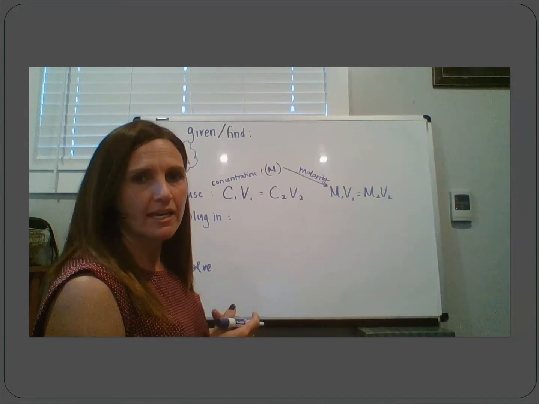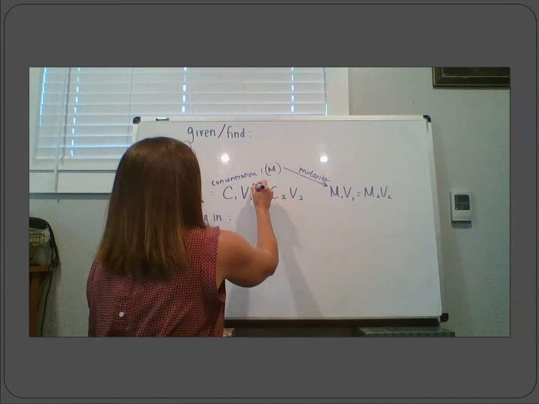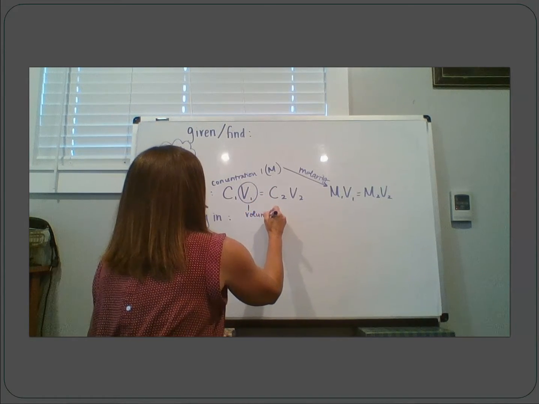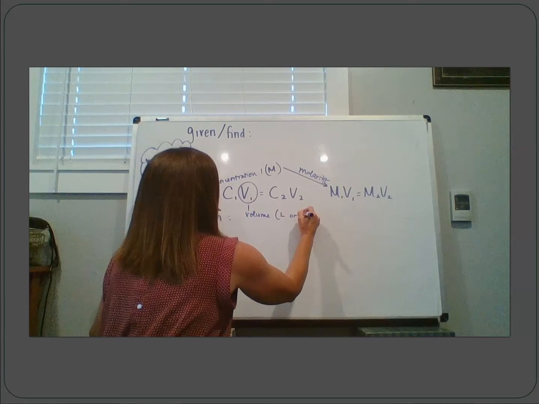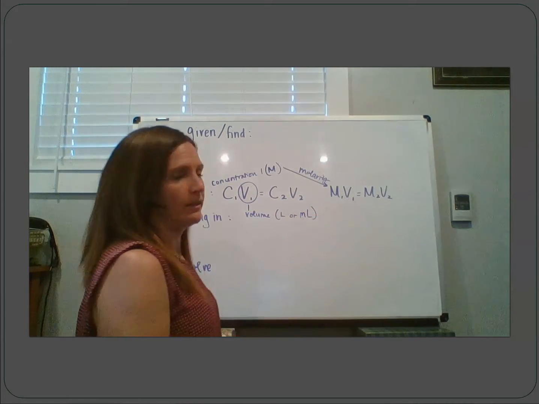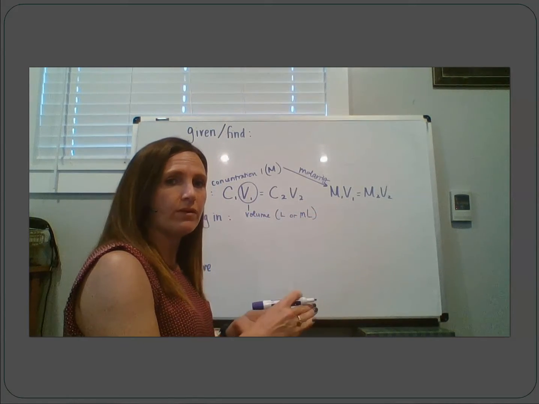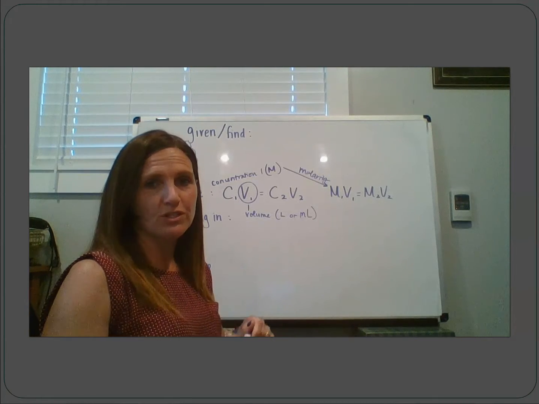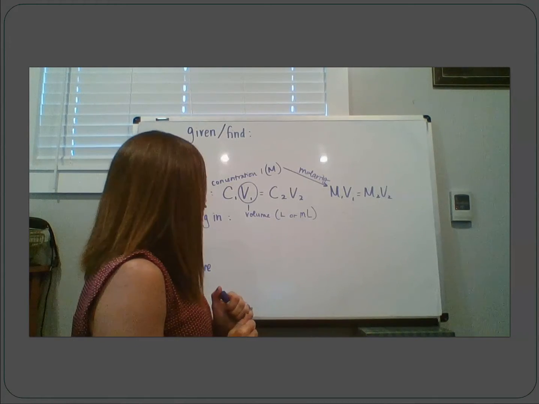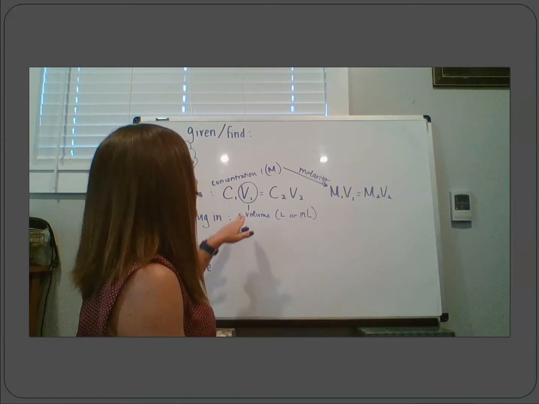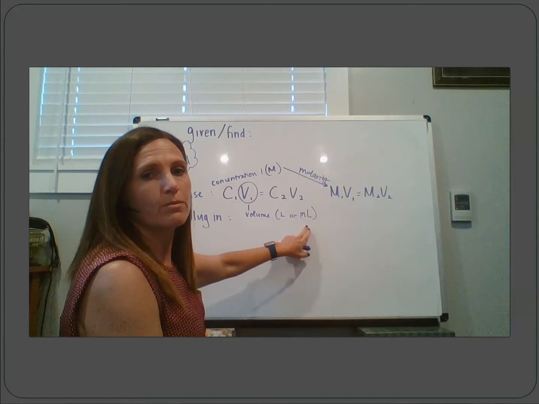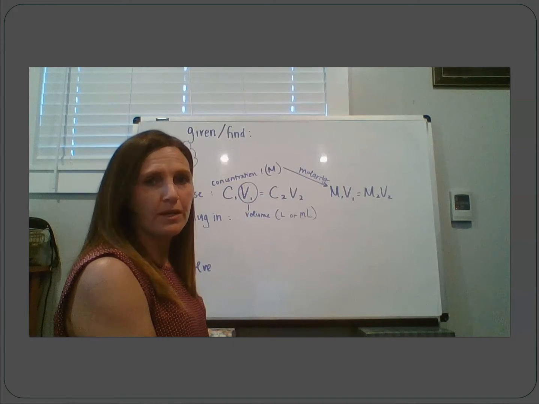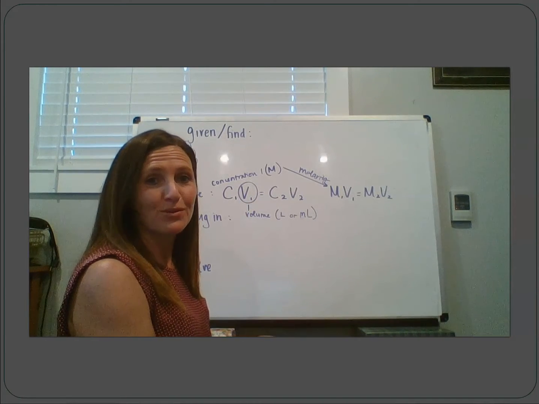And V, just like in all of the math that we've done for most of the semester, is volume, and it can be in liters or milliliters. We're going to use either C1V1 equals C2V2 or M1V1 equals M2V2, whichever one works better for your brain. Either way, the volume can be in liters or milliliters as long as we're consistent. And our concentration should be in molarity for our class because that's the only thing we've learned.